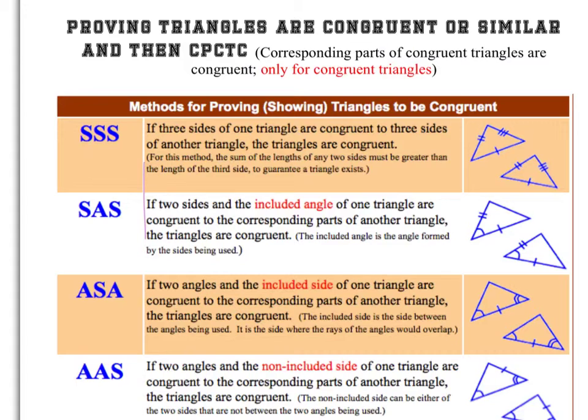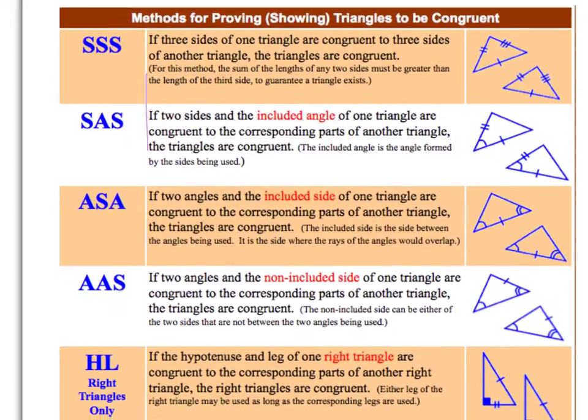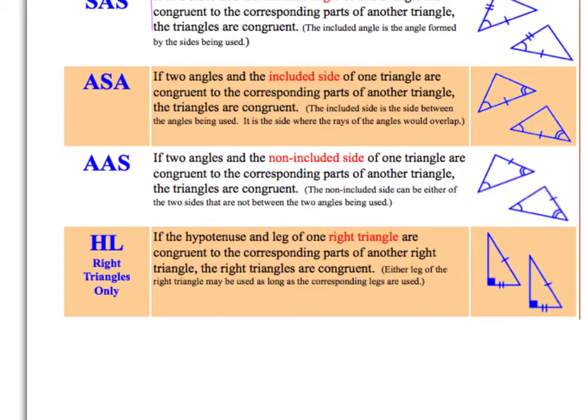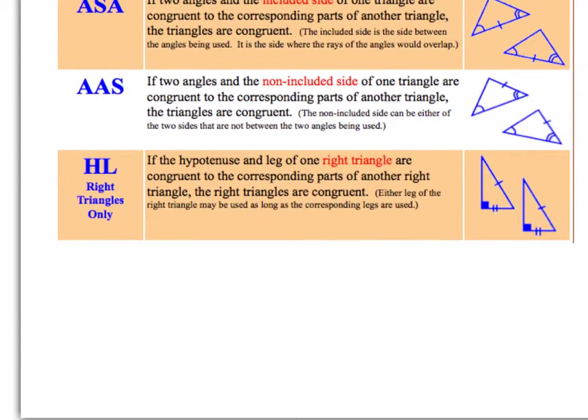Okay, next we're going to look at proving triangles are congruent or similar, and then also the CPCTC part. And just remember that the corresponding parts of congruent triangles are congruent. That theorem only applies for congruent triangles, and it's only used after you've proven that the triangles are congruent. So shown here on this slide are the methods for proving triangles to be congruent, and we are familiar with all of these. Remember that hypotenuse leg is an example of angle side side, which is normally no good, but it does apply only in the case of right triangles.